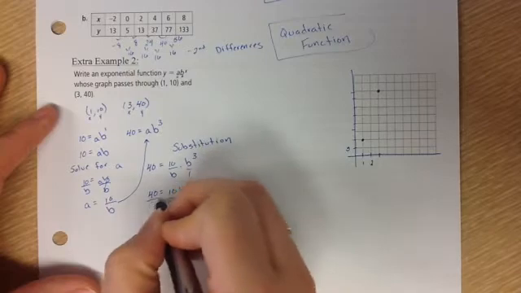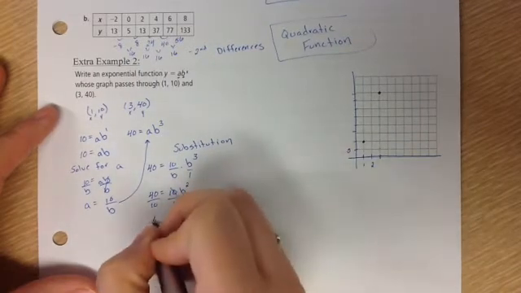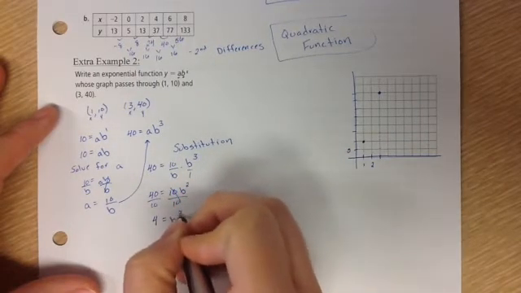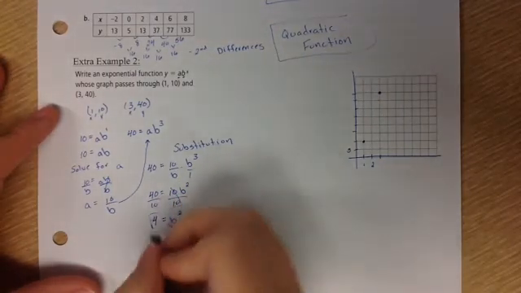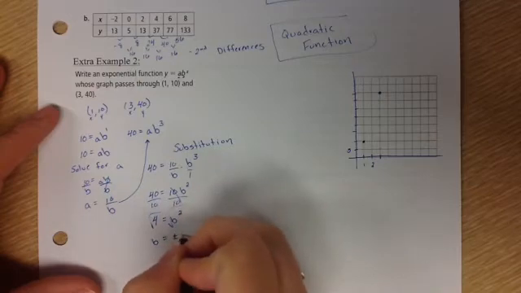Divide both sides by 10. So 4 equals b squared. Take the square root of both sides. So b equals plus or minus 2.